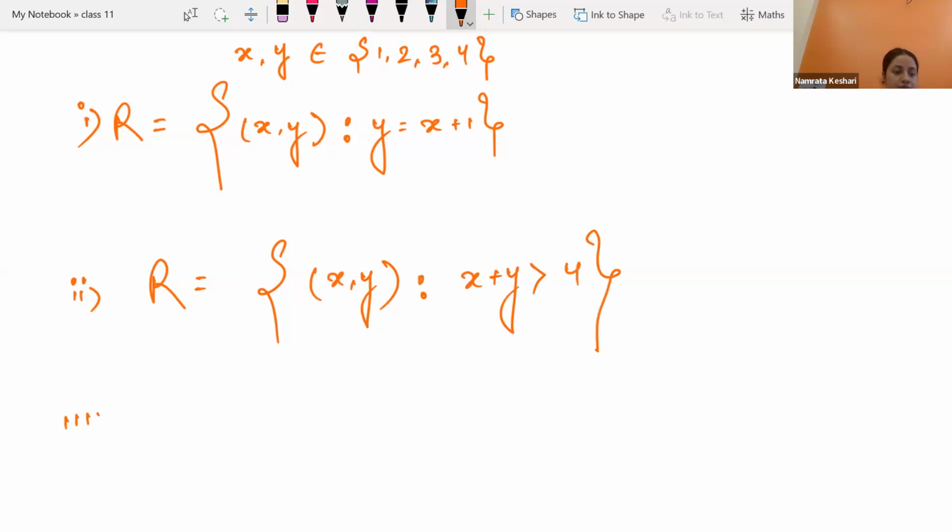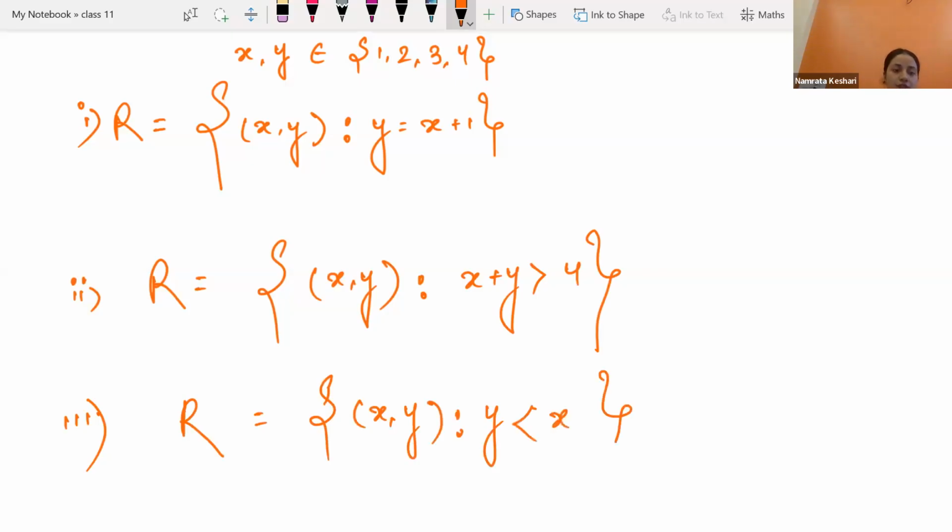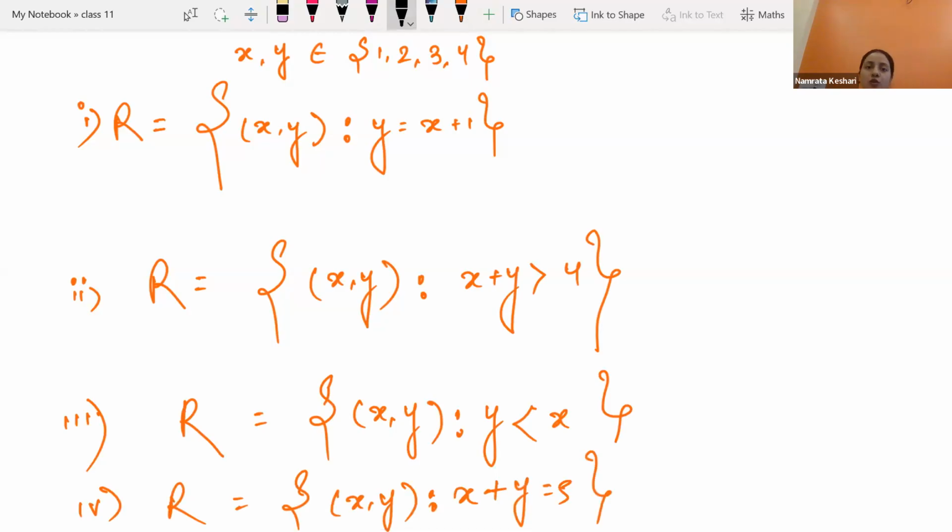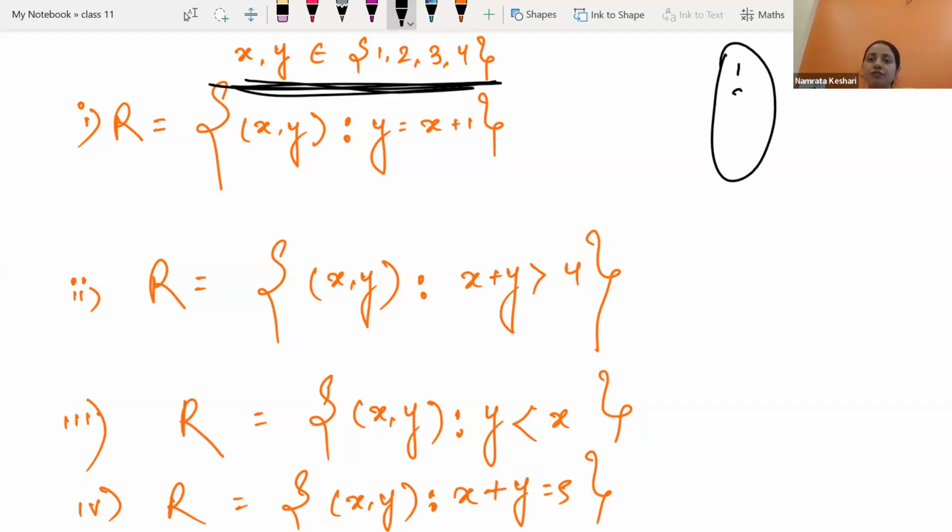The third relation says the set of all ordered pairs (x, y) such that y is smaller than x. And one more we are having: set of all ordered pairs (x, y) such that x plus y is equal to 5. Let's see whether these relations are functions or not. Here the set is defined. We have to take x and y from this set. So x is 1, 2, 3, 4 and y is 1, 2, 3, 4.